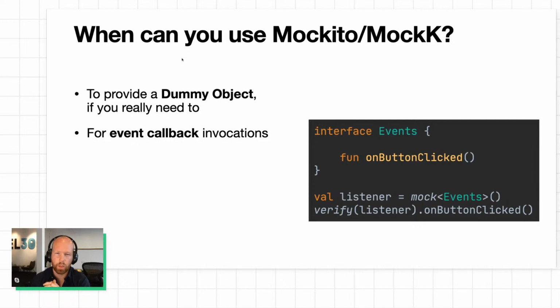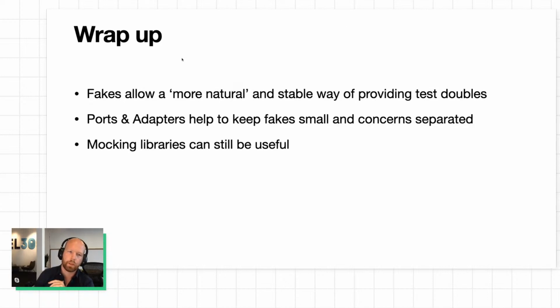So if we want to wrap up, I hope I made clear that fakes allow a more natural and more stable way of providing test doubles. And that a specific architecture style can actually help to keep your test suite clean, keep your fakes small, keep your concerns separated. And that mocking libraries can still be useful, but please use them sparingly.